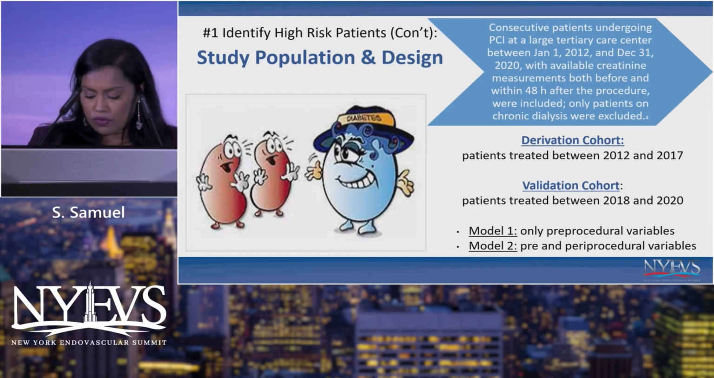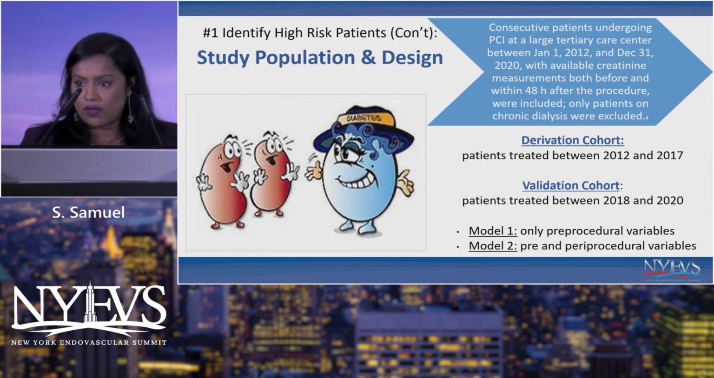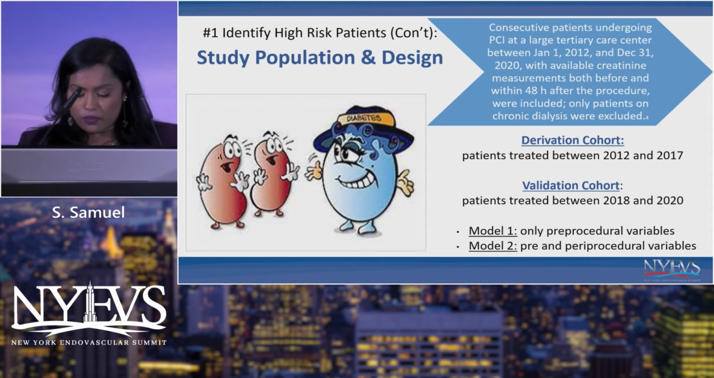The derivation cohort included all PCIs within the first 5 years, so 2012 to 2017, whereas the validation cohort used all the information collected during those 5 years and applied it to the following 3 years, validating the data. The final number of patients included in each was about 15,000 in the derivation cohort and 6,000 in the validation cohort, so these are really big numbers.